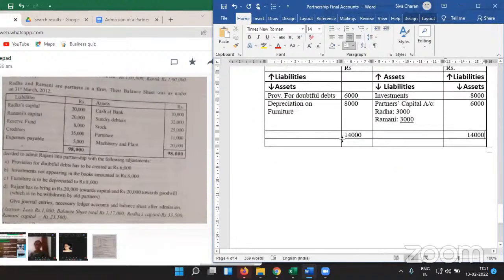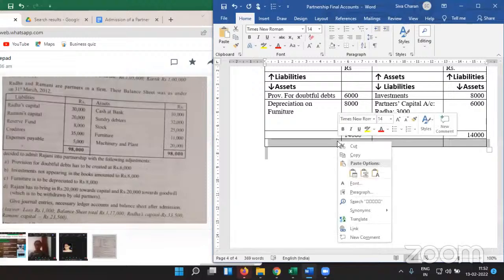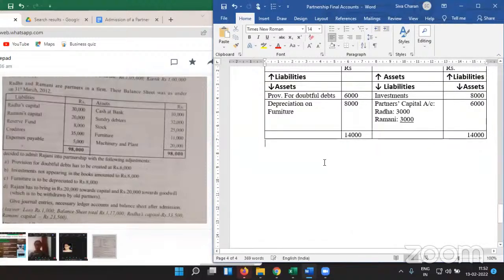Now you are supposed to open the partners' capital accounts. Okay, partners' capital account. Now let us open the partners' capital account. So how are you all doing? I want to hear from you. Not 30,000, 3,000. My voice is not coming out. My mic is on only.